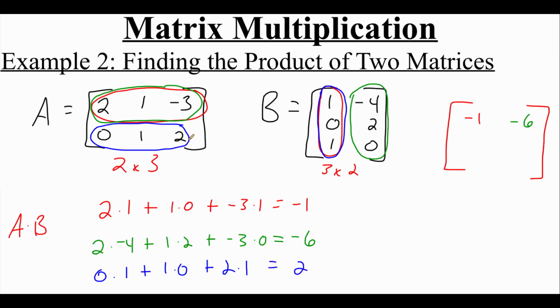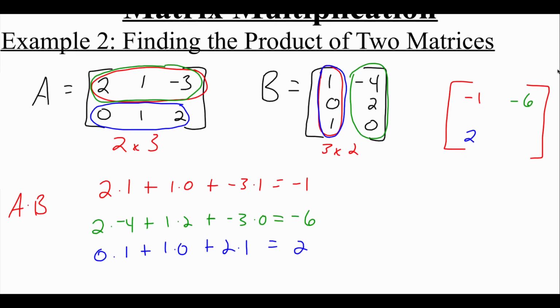Now this was the second row times the first column, so I put this answer in the second row, first column. And then I need to take this second row times the second column. So I take 0 times negative 4, plus 1 times 2, plus 2 times 0. And in there we end up getting 2 as our answer. Now this was the second row times the second column, so I fill in that value in the second row, second column.